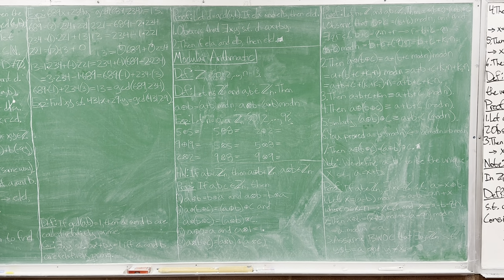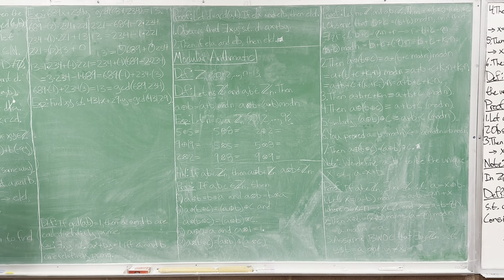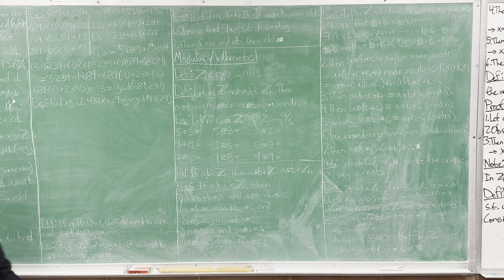That's it. We were looking for the x's and y's that made 13 come out. And this is also the greatest common divisor of 689 and 234. That's a neat fact. That's how we're going to be using this.